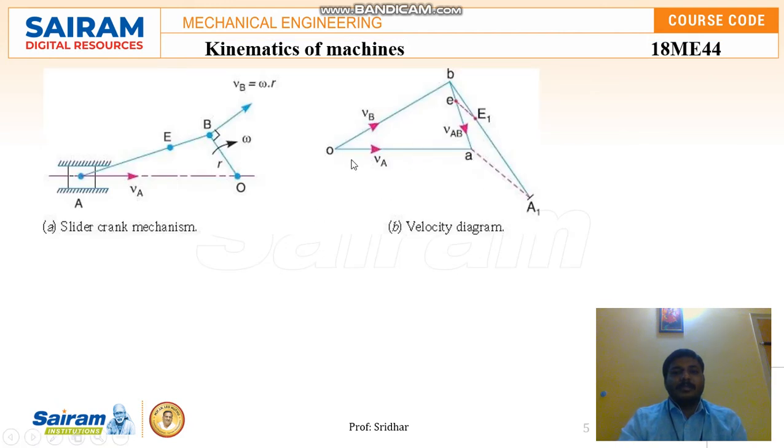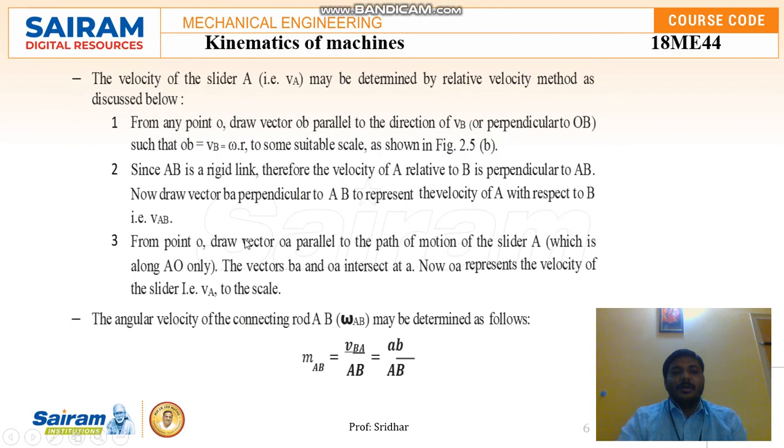For drawing the vector OA, joining the line from O to B, then joining the line from B to A, that forms the vector AB. This line is the vector B, and this line represents the vector A. From point O, draw the vector OA parallel to the path of motion of the slider. The vectors B and OA intersect at A. Now OA represents the velocity of the slider, VA, to the scale.